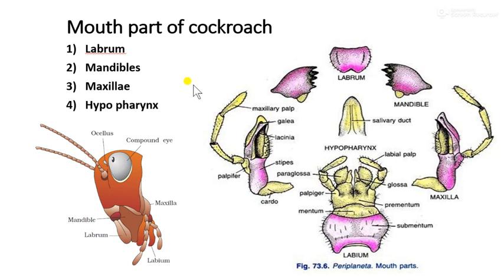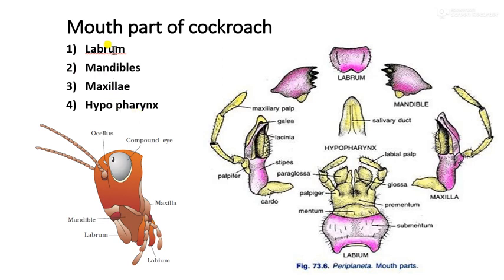The appendages around the mouth constitute the mouth parts, which are of the chewing, mandibulate or arthropodous type. However, the first and third segments of the head have no appendage. The mouth part consists of the labrum, then mandible, maxillae, and hypopharynx.